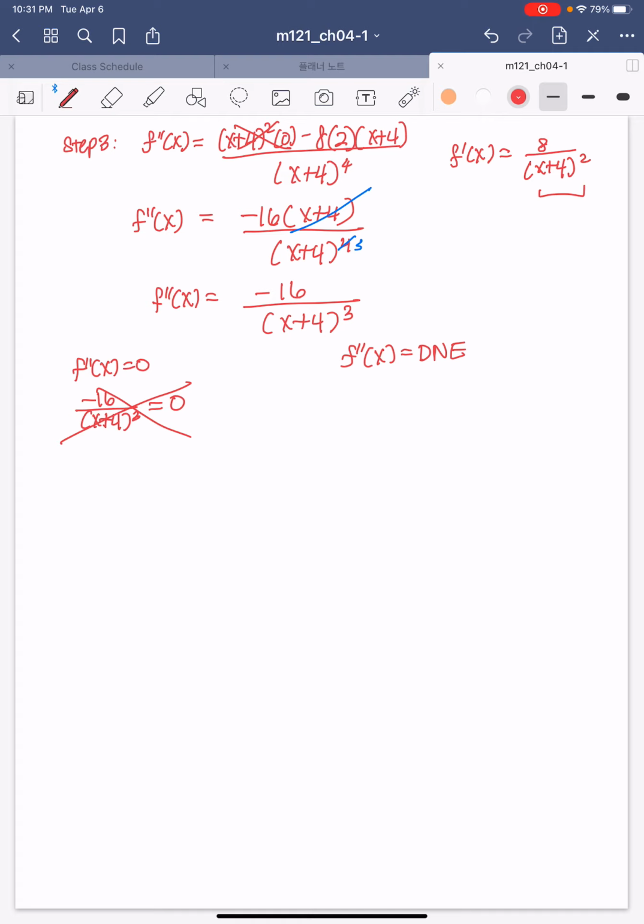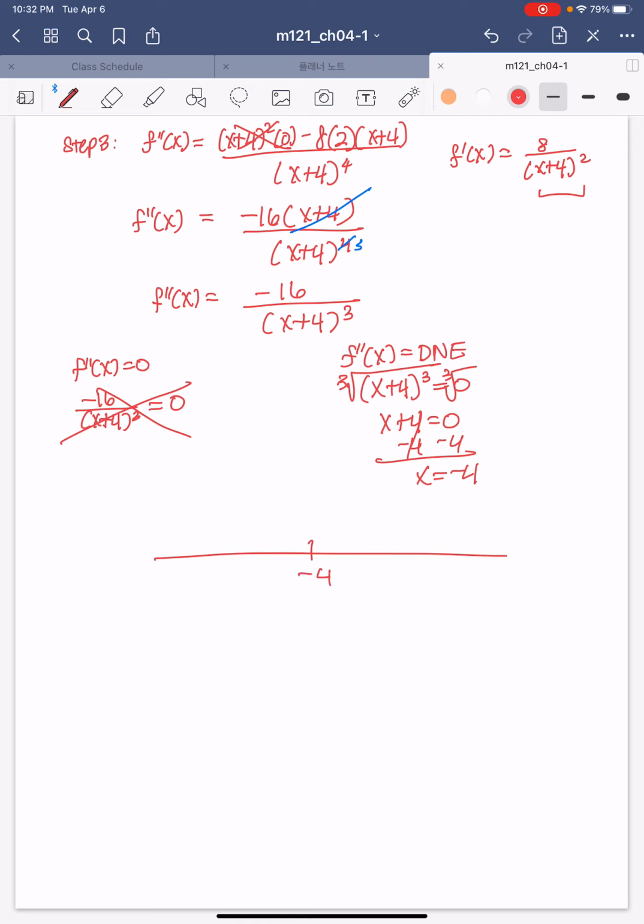We do have a place where it's undefined, which is the bottom one. So that will be (x plus 4) cubed equal to 0. Cube root of x plus 4 equals 0. Subtract 4, x equal negative 4. So let's partition this one. This time we are using the double derivative.